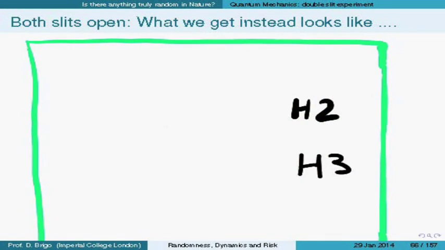But is this what you get? No, this is not what you get. What you get is something else. Let's have a look. You start shooting electrons with both holes open now, okay? First electron, second electron, third electron, fourth electron, fifth, sixth, seventh, eighth, 9, 10, 11, 12, 13, 14, 15, and so on. So what we get in the end is a quite different picture from what we expect.